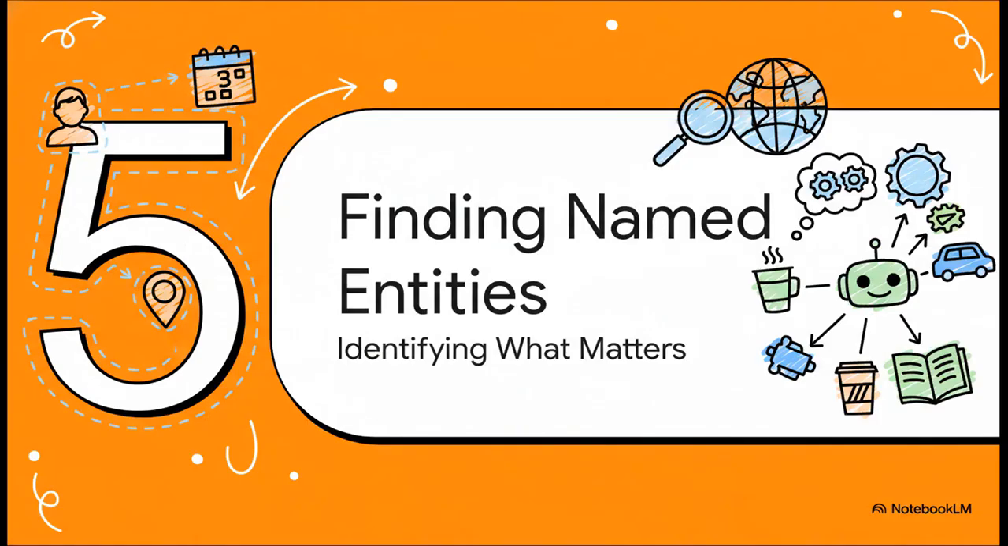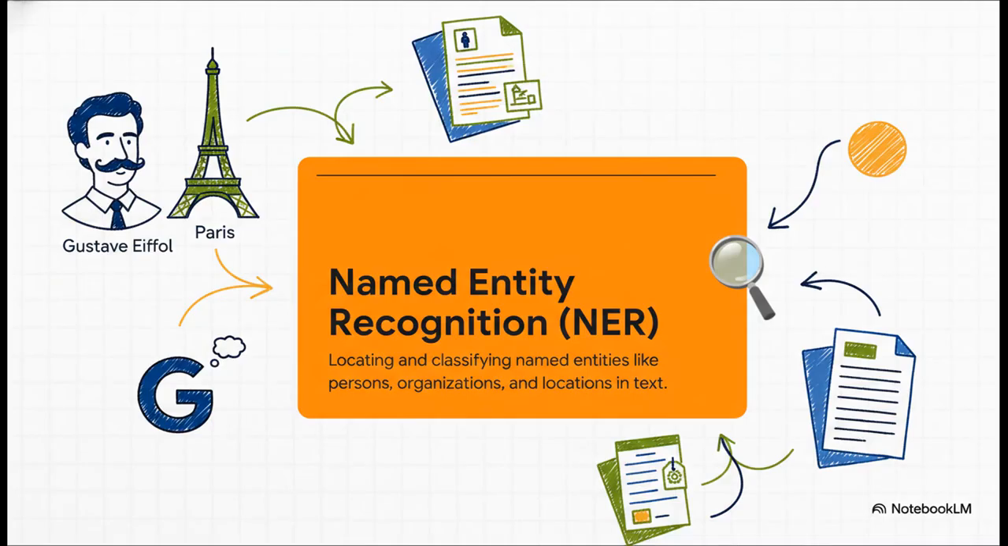Okay, this is getting good. We can understand grammar, and we can count words. So let's level up one more time and look at a more advanced skill, teaching a machine how to spot specific real-world things in a block of text. This is called named entity recognition, or NER for short. This is the secret sauce that lets a machine read an article and figure out that Gustave Eiffel is a person's name, Paris is a location, and Google is an organization. It's about finding the important things.